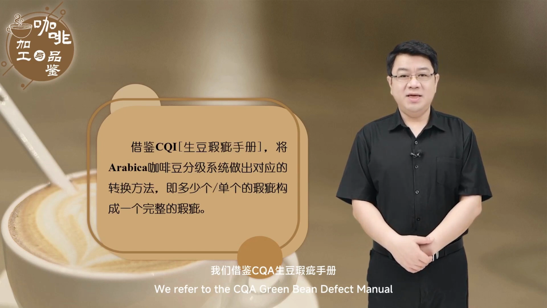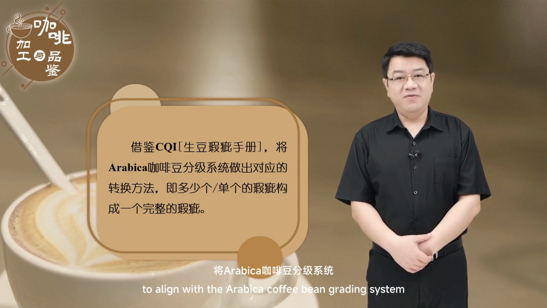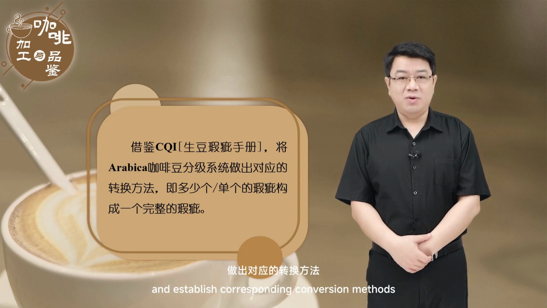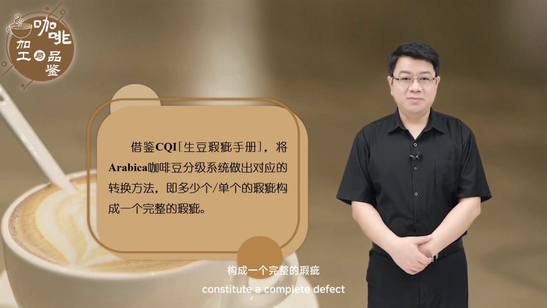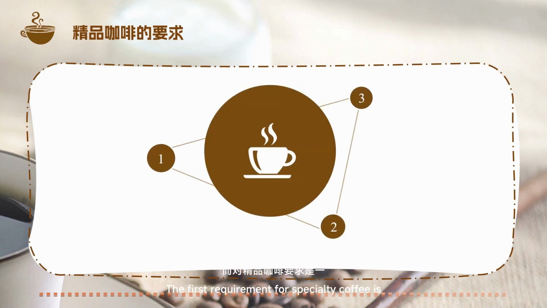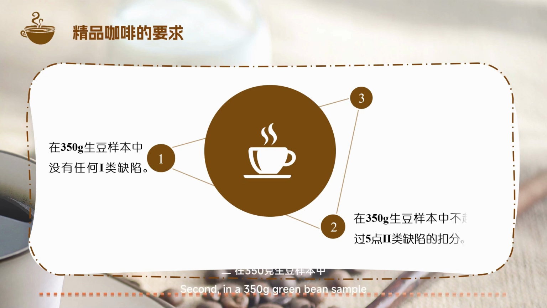We refer to the CQI Green Bean Defect Manual to align with the Arabica coffee bean grading system and establish a corresponding conversion method. That is to say, how many defects and individual flaws constitute a complete defect. In the CQI system, only beans meeting the following conditions qualify as specialty coffee. The first requirement for specialty coffee is that in a 350 g green bean sample, there should be no primary defects. Second, in a 350 g green bean sample, no more than 5 secondary defect deductions.